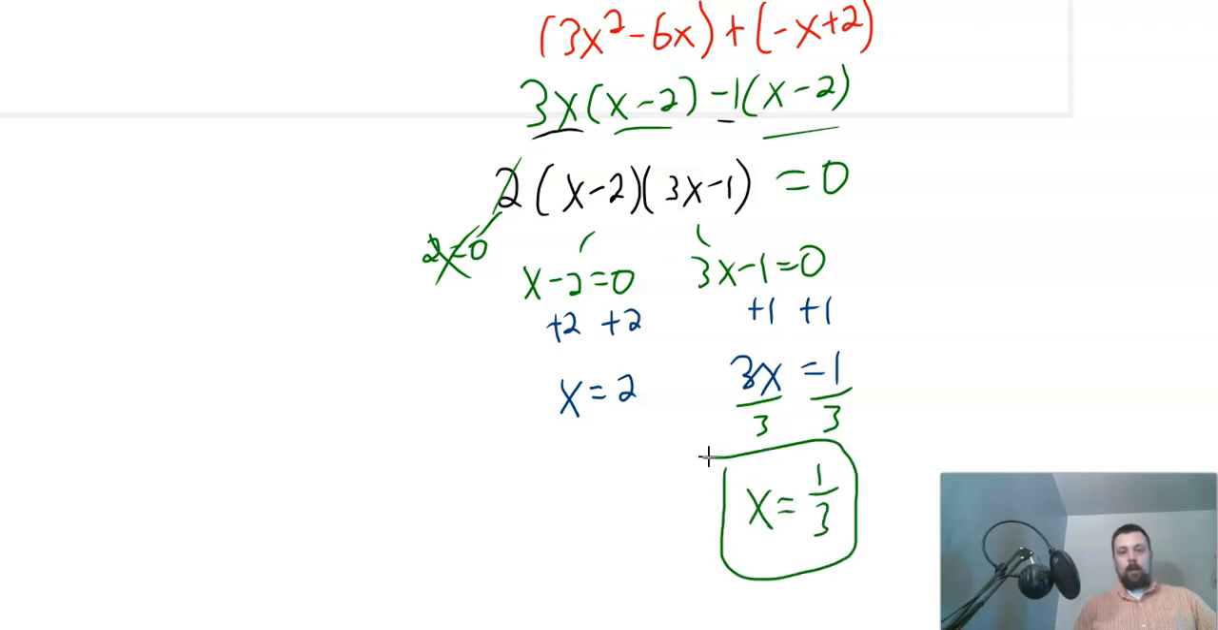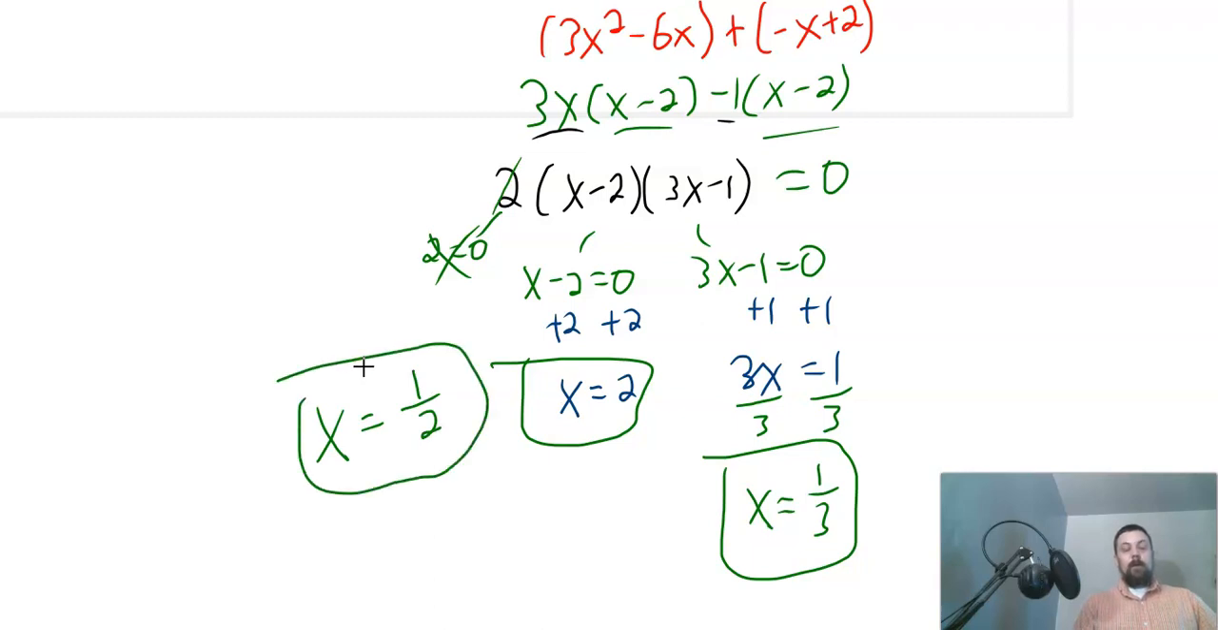All right, and so here are my other two roots. The first one being the 1/2 that I found earlier, right? So remember, the degree is 3. We're expecting to find 3 roots. Here they all are. And I know there can't be any more. I found all of them. So that's how that problem works.